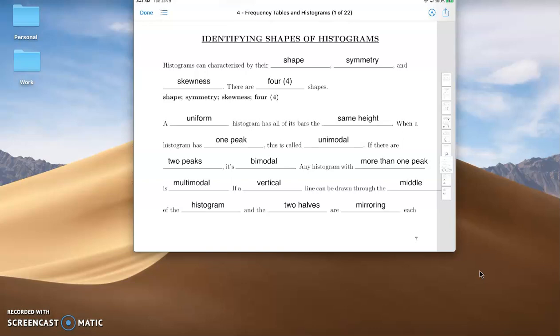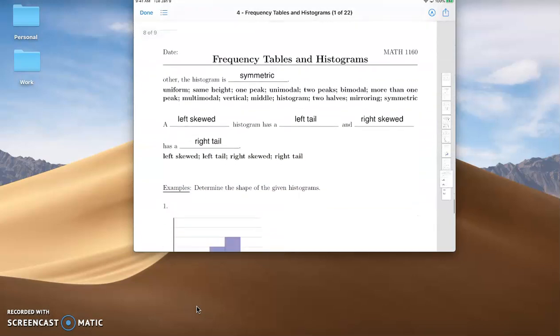If a vertical line can be drawn through the middle of the histogram and the 2 halves are mirroring each other, the histogram is called symmetric. This is actually a really important concept that you will get to, if you keep going within this, it's going to talk about central limit theorem.